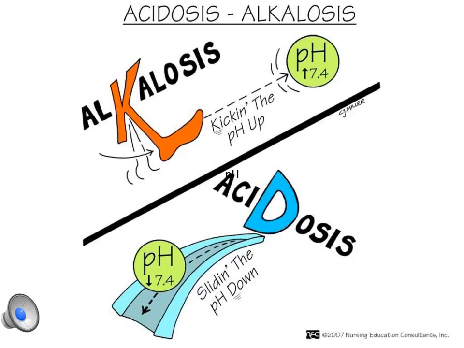Just a graphic representation of alkalosis and acidosis. In alkalosis, the pH goes up, the pH is increased, and you can see in the diagram, acidosis means the pH slides down. The pH is decreased.